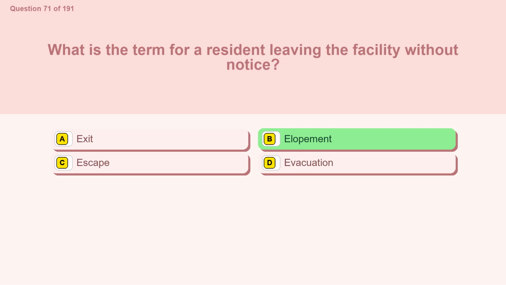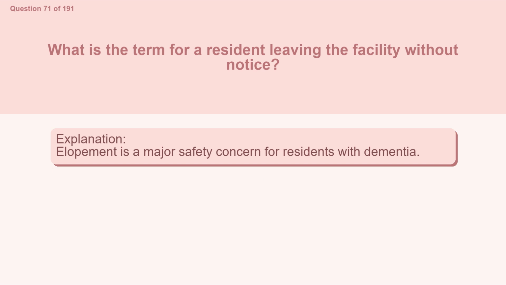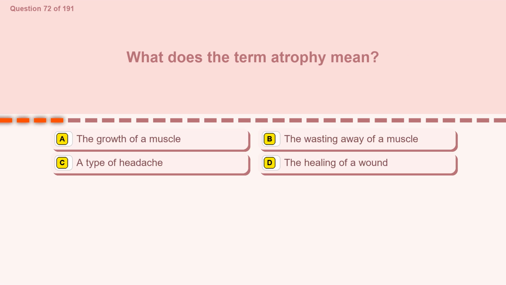The correct answer is option B, elopement. Elopement is a major safety concern for residents with dementia. Question 72. What does the term atrophy mean?